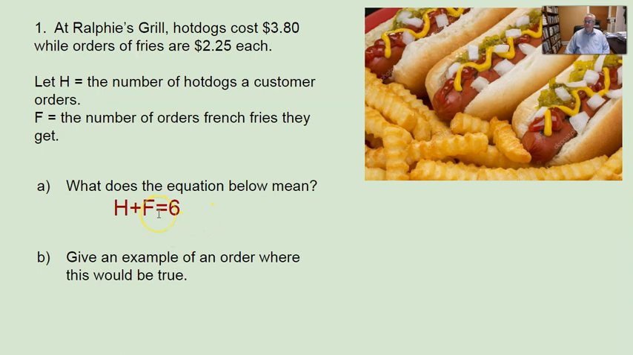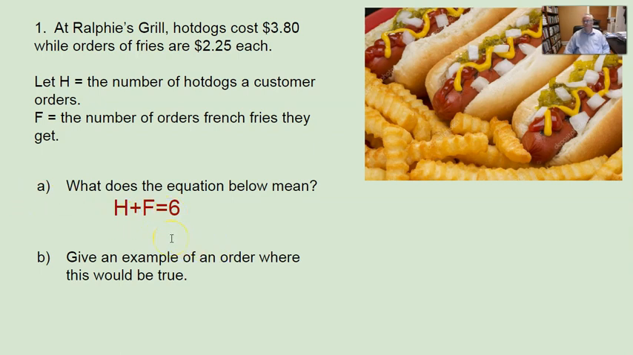Okay, so this time we have an equation. An equation has an equal sign, an expression doesn't. So this is a little bit more than an expression. It's an equation, but we can interpret it. So what does it mean? Well, we have H plus F equals 6. So H is the number of hot dogs. F is the number of fries. This must mean that the total number of hot dogs and fries that were ordered was 6.